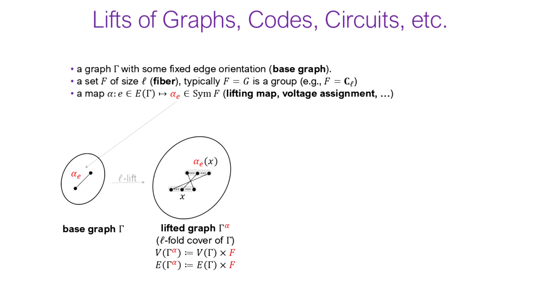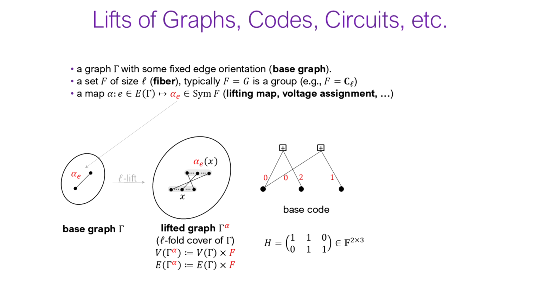Using this labeling, we can obtain an L times larger graph in a very straightforward manner. Since we have here a symmetric group, we assign a permutation, and we use this permutation to connect these edges. Here is some example. And since LDPC codes are defined using graphs, we can easily apply this idea to codes as well.